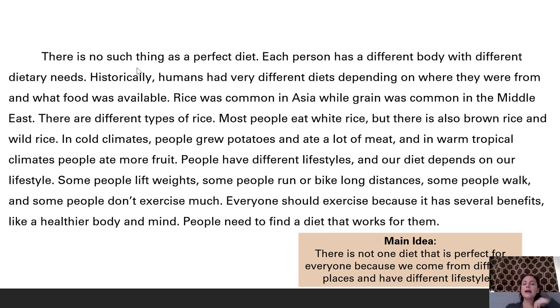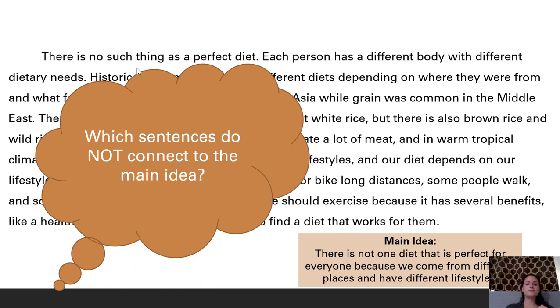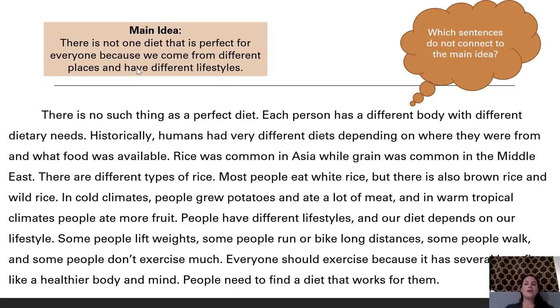So if that's the main idea, are there some sentences or ideas in here that do not connect back to that? Take a minute, pause the video, and check again. All right, so which sentences do not connect back to this main idea? There are a few that I found.